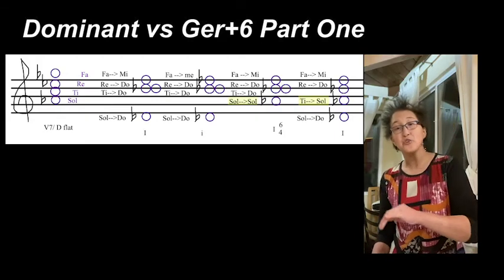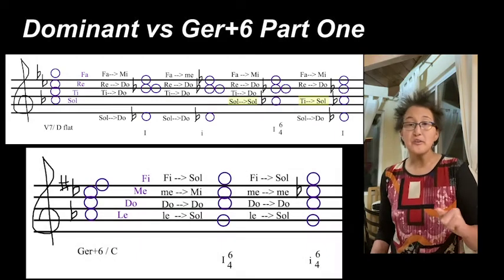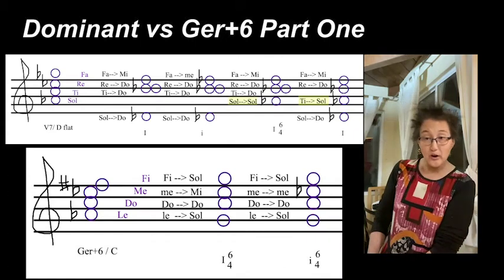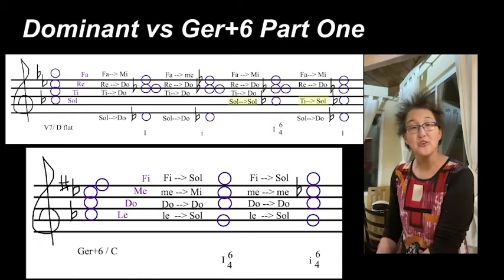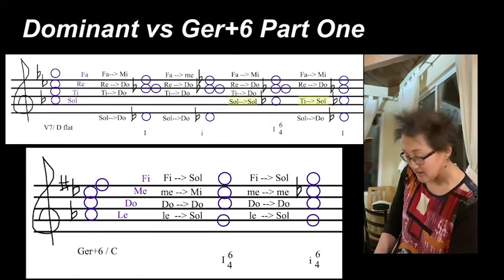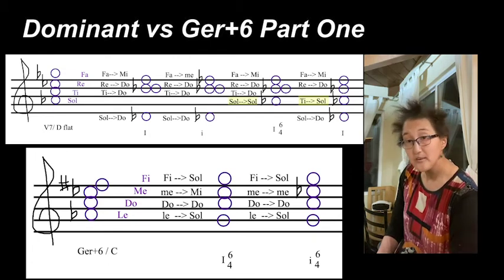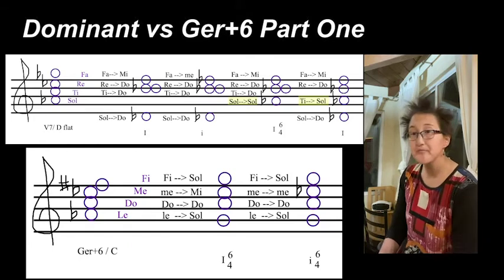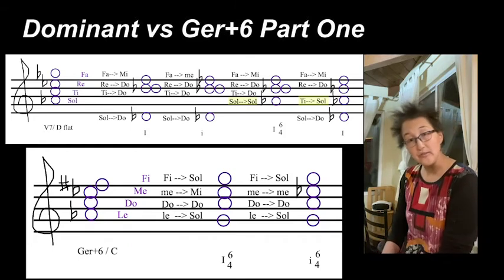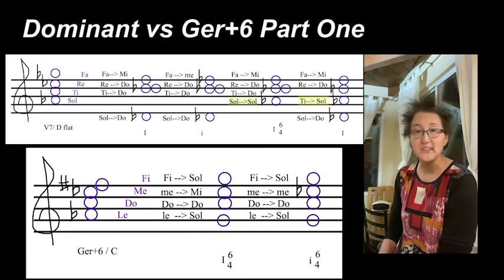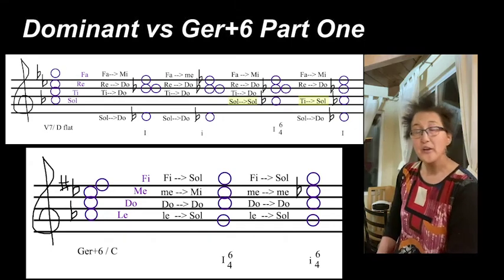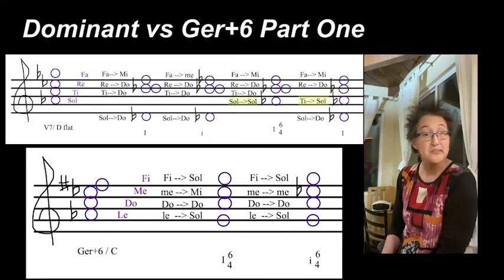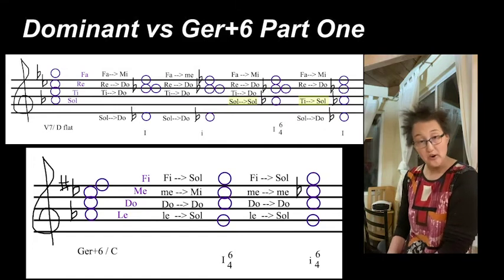All right, and now for the German augmented 6. Remember, this is constructed with a flat 6, a tonic, a flat 3, and a sharp 4. Because this chord is constructed on the flat 6 scale degree, this is the German of C, major or minor. So let's review those tones. Flat 6 is Le, goes to Sol, tonic stays on Do, Me goes to Me, or Me goes to Mi, and Fi goes to Sol.